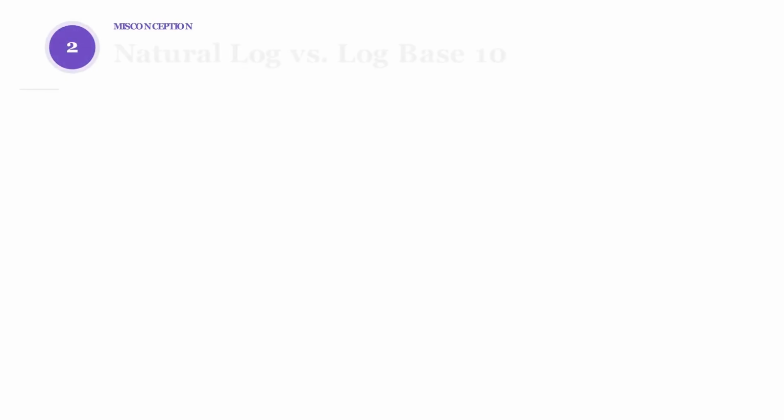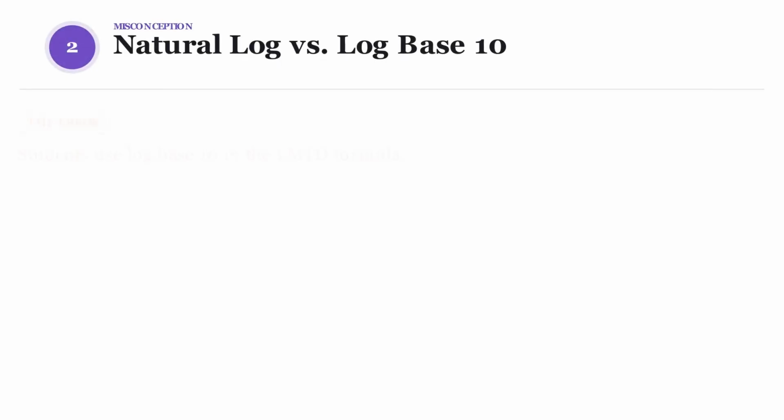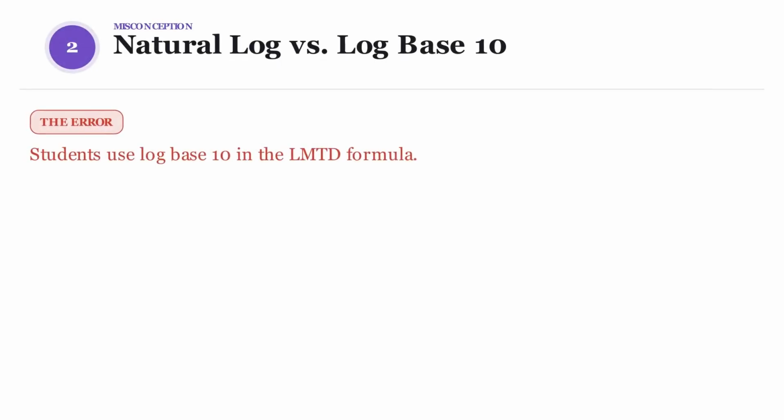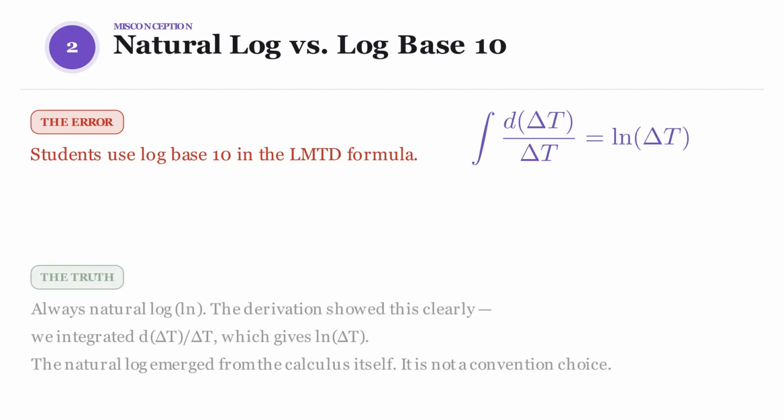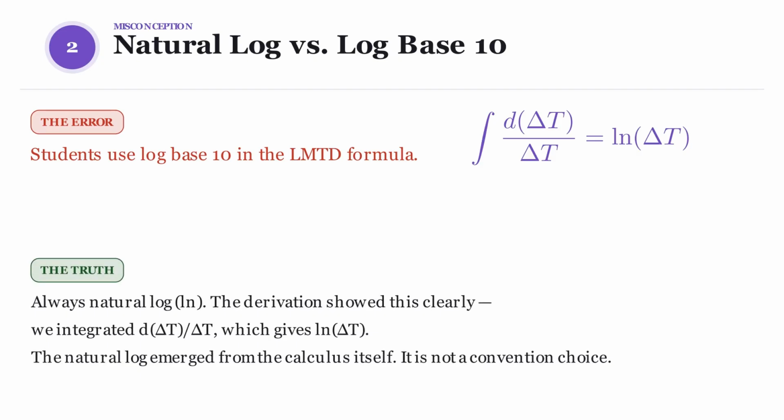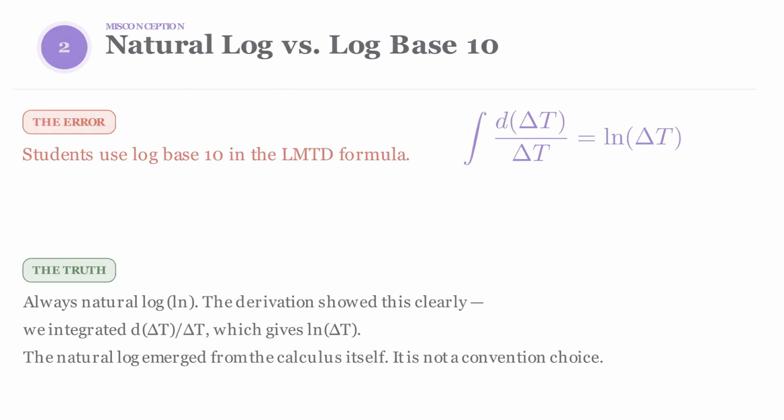Misconception 2. Natural log versus log base 10. The error: students use log base 10 in the LMTD formula. The truth: always natural log, ln. The derivation showed this clearly. We integrated d of delta T over delta T, which gives ln of delta T. The natural log emerged from the calculus itself. It is not a convention choice.